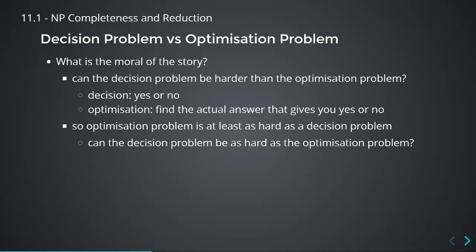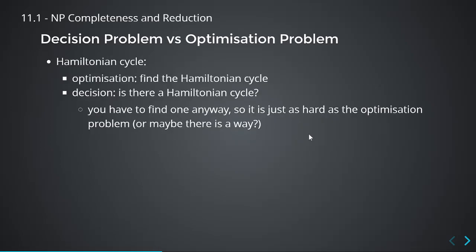And the answer is sure. Look at Hamiltonian cycle. The optimization problem is going to say, go find the Hamiltonian cycle. Okay, cool. What about the decision problem? Is there a Hamiltonian cycle? Well, if there's one, you have to find it anyway, right? There's no easy way to check it. So yeah, in this case, the decision problem is just as hard as the optimization problem.